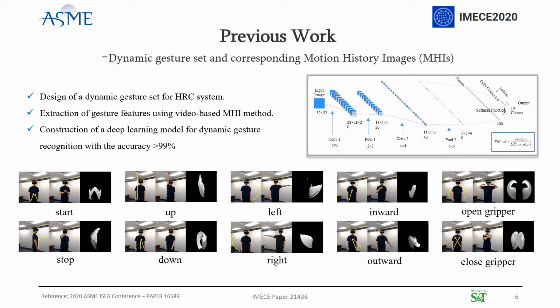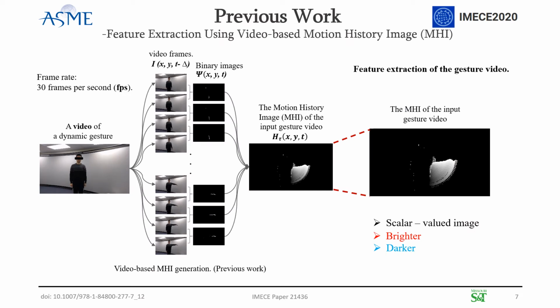In the previous work, we designed a set of dynamic gestures, used the video-based motion history image to extract gesture features, and constructed a deep learning model for dynamic gesture recognition. The accuracy was higher than 99%. The video-based motion history image method was used to extract the features of a dynamic gesture video. It is a scalar-valued image, where the more recent pixels are brighter and vice versa.